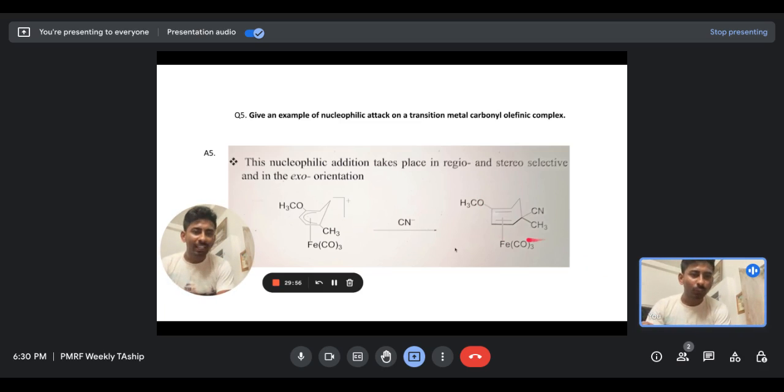But here, exclusively the exo product actually forms, because in this case no amount of stabilization factor can be taken into consideration if cyanide would attack in the endo fashion. Rather, cyanide is actually ready to attack in the exo orientation. So that is the case where the regioselective manner and the stereoselective manner come into picture, and also why the exo orientation is preferred for the nucleophile to attack this center.